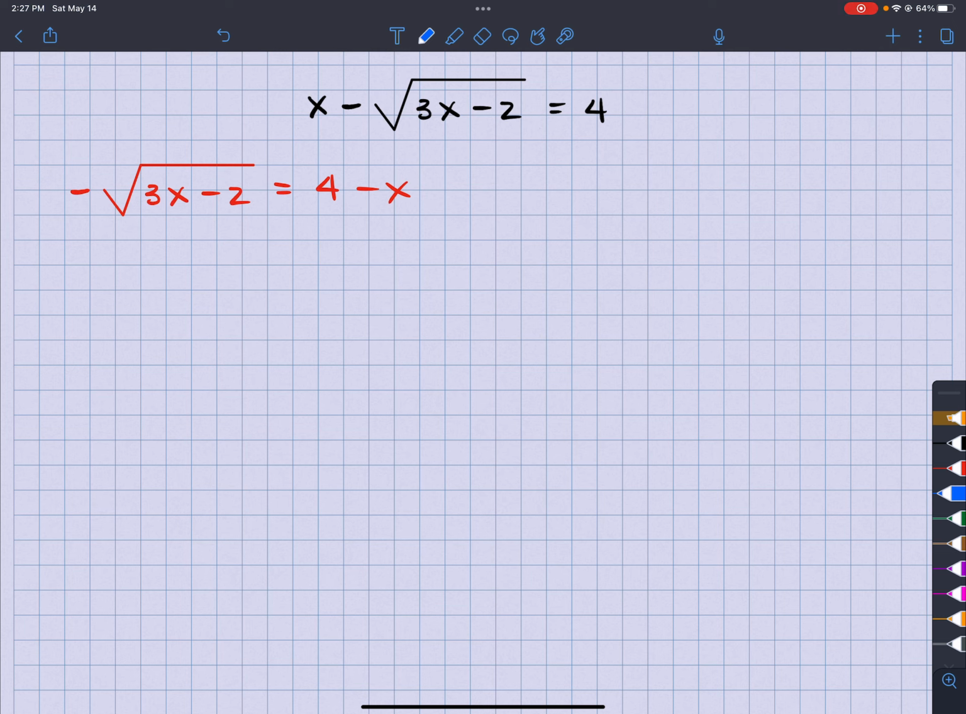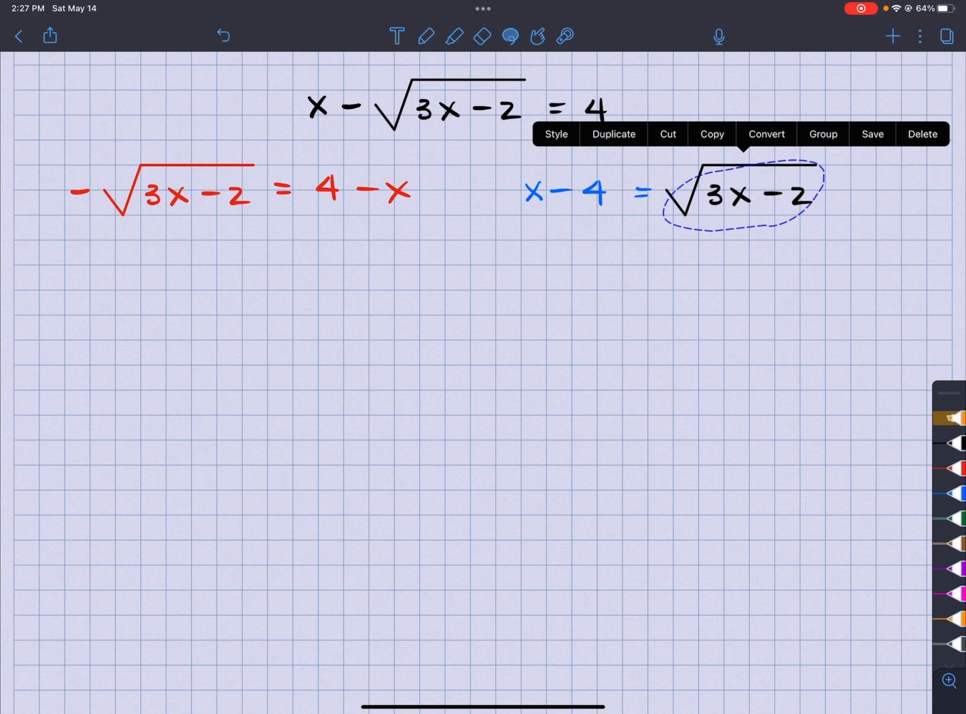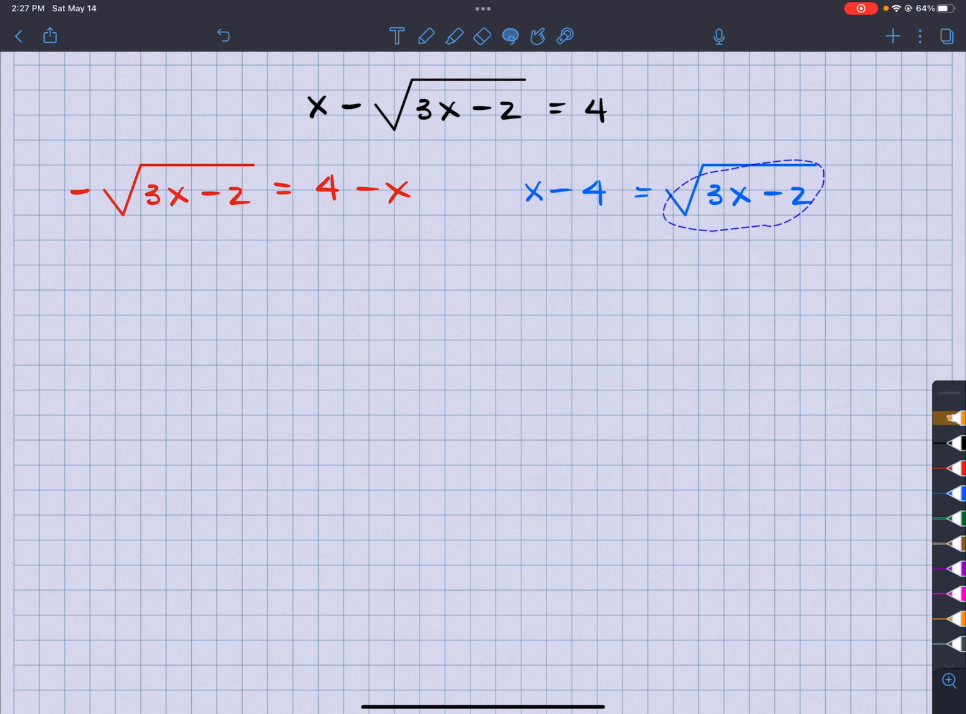So number one, I've got to move that 4 to the left. So I'm going to have an x minus 4 on the left. And on the right, this negative square root of 3x minus 2 is now going to become a positive square root of 3x minus 2, okay? So I can have it either way, okay? And the reason is this.